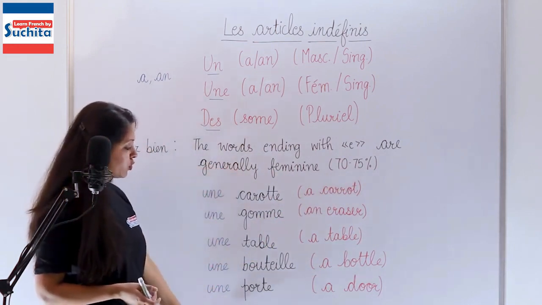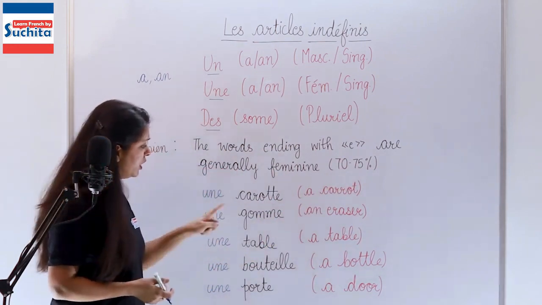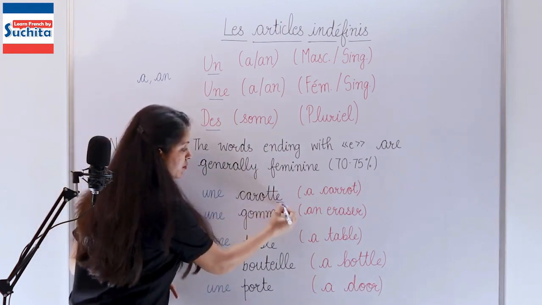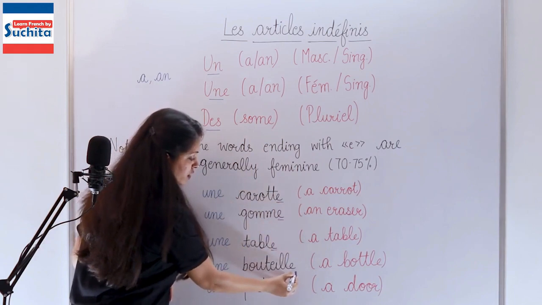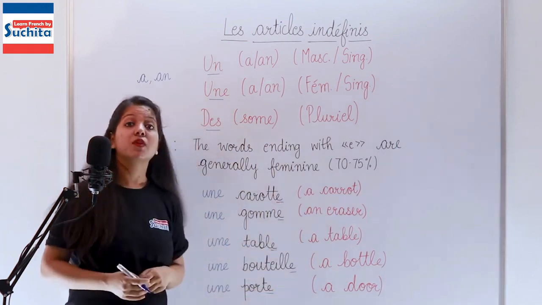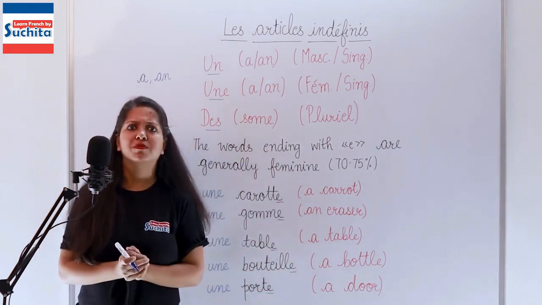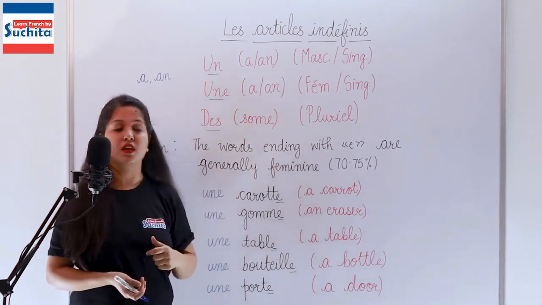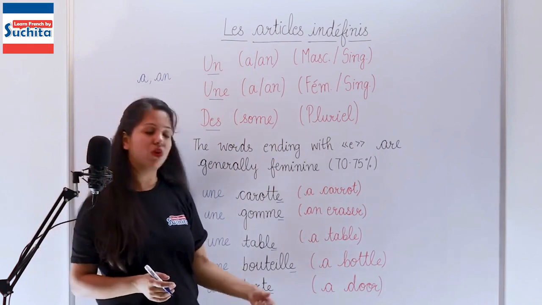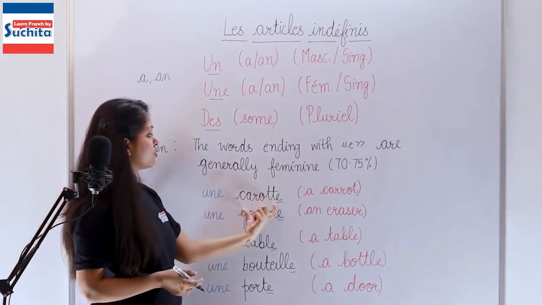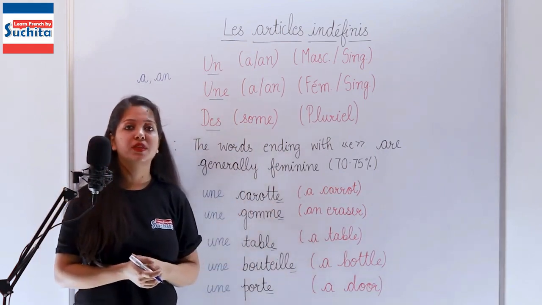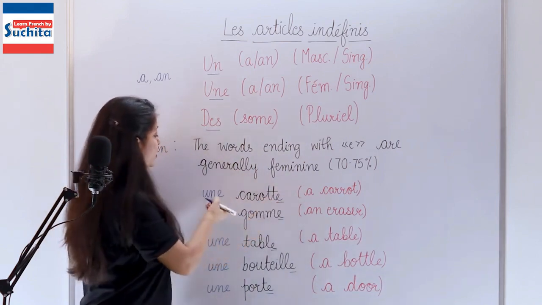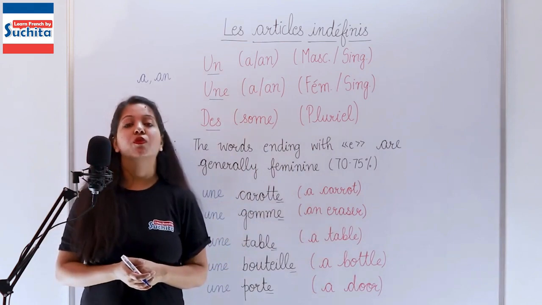Now here I have quoted certain examples. If you can see, all of these examples are ending with E. So that means all of them are feminine. The words which end with E are feminine. None of them is an exception for now. So, let's take the first word, carotte. Carotte ends with E, so we take une carotte.